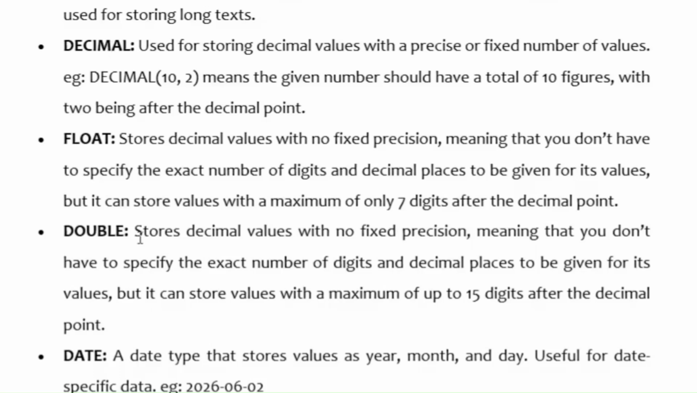But the main difference between float and double is that while float can store decimal values with only up to 7 decimal places or 7 digits after the decimal point, the double is able to store up to 15 decimal places. So double is a lot bigger than float.